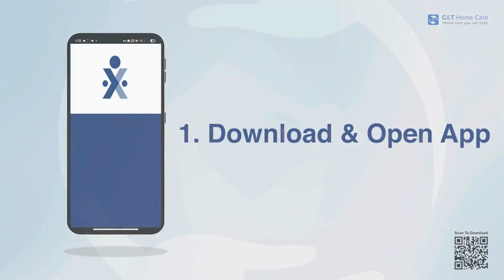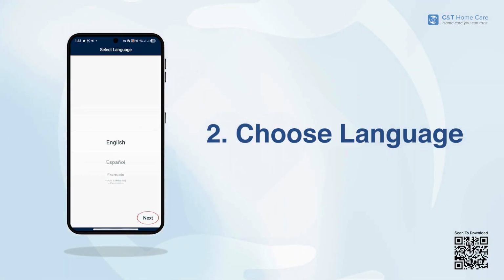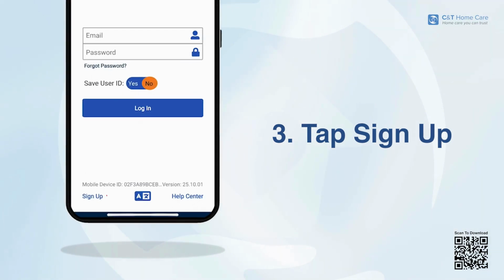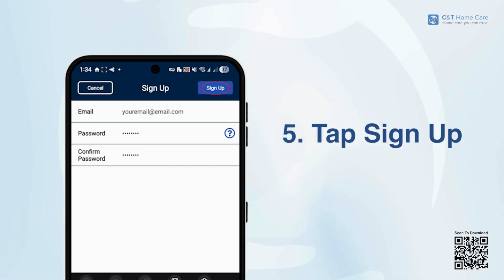To create your HHAeXchange profile, start by downloading and opening the HHAeXchange app. Select your preferred language, then tap Sign Up. Enter your email address and create a password, then tap Sign Up.